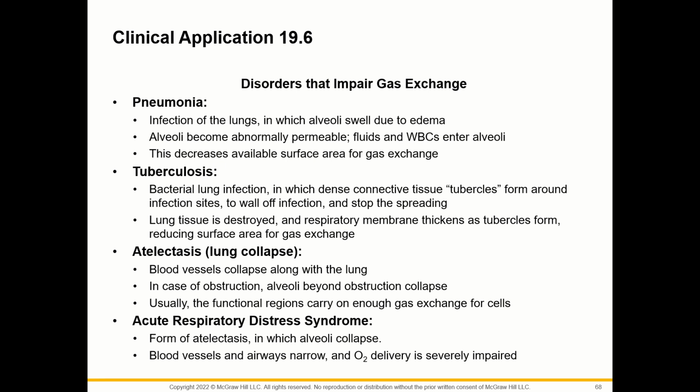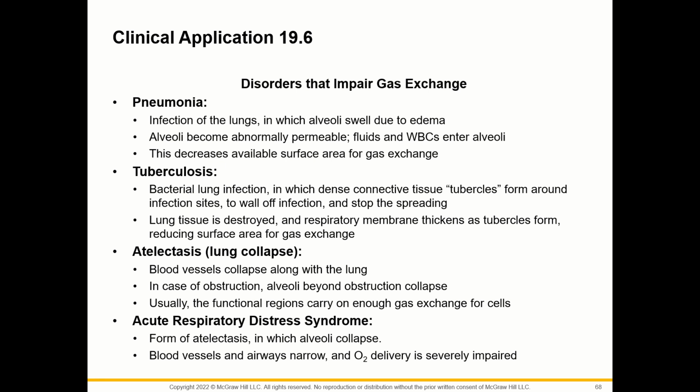Tuberculosis is a bacterial lung infection in which dense connective tissue called tubercles form around the infection sites. These are going to attempt to wall off the infection and stop it from spreading. As it does so, lung tissue is destroyed and the respiratory membrane thickens as tubercles form, reducing the surface area for gas exchange. Don't they also call that consumption back in the day?